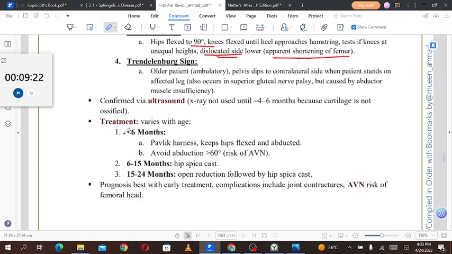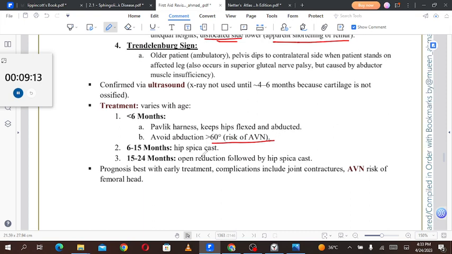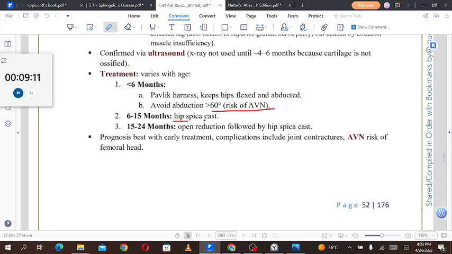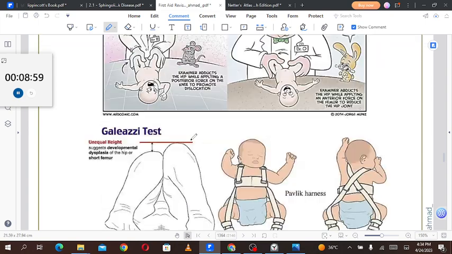Treatment varies with age. Less than 6 months: Pavlik harness keeps the hip flexed and abducted. Avoid abduction of more than 60 degrees because of the risk of avascular necrosis. 6 to 15 months: hip spica cast. 15 to 24 months: open reduction followed by a hip spica cast. Prognosis is best with early treatment. Complications include joint contractures, avascular necrosis, and risk to the femoral head.